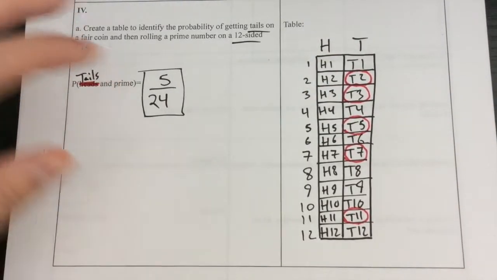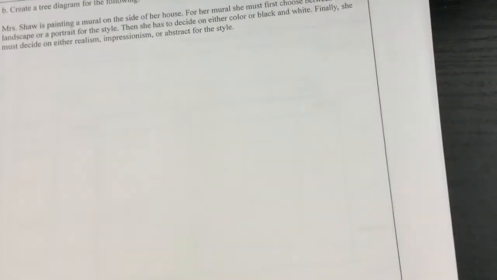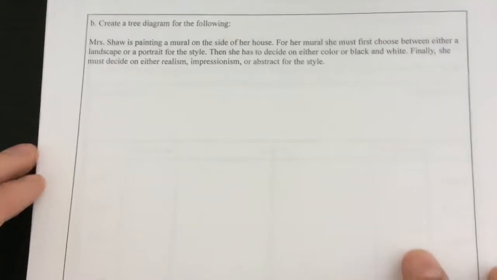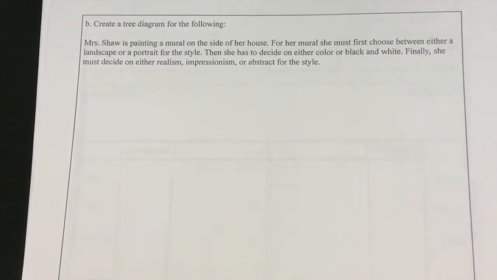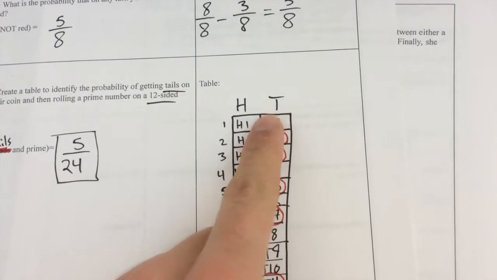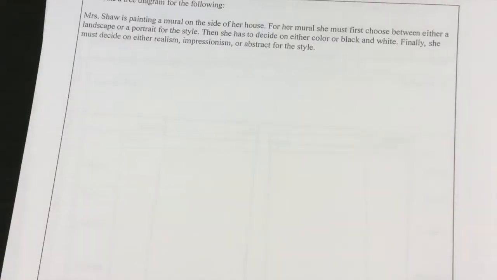All right, let's move on to the next one now. For B, this one we're asking you to do a tree diagram, which tree diagrams are better when you have more than 2 events that are happening. So in that last problem, we had 2 events. We had flipping the coin and then rolling the die. In this one, we're going to have more than that.